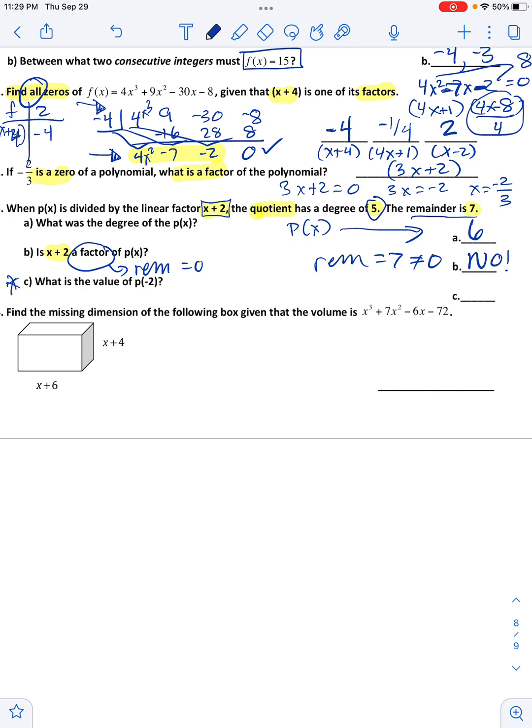This one feels like something you don't know how to do because it doesn't give you the function, and you don't need to find it. You're using your conceptual understanding of things like the remainder theorem.